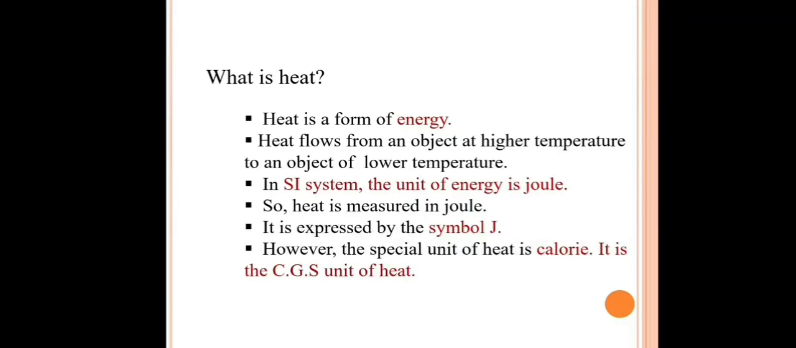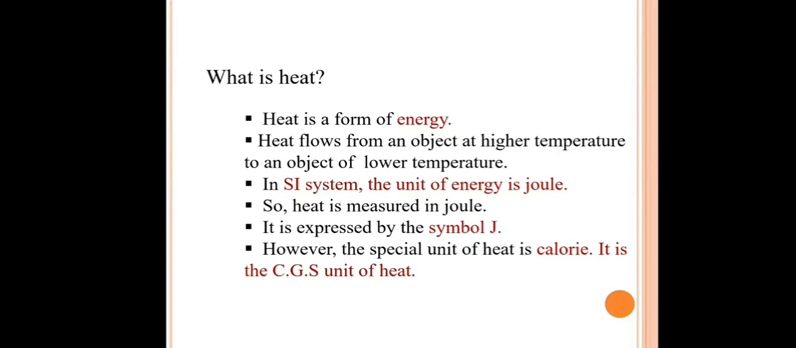Okay, next let's see what is the unit of heat. As we know, heat is a form of energy and it flows from an object at higher temperature to lower temperature. In the SI system, the unit of energy, that is heat, is joule, and its symbol is capital J. But the CGS unit of heat is calorie.